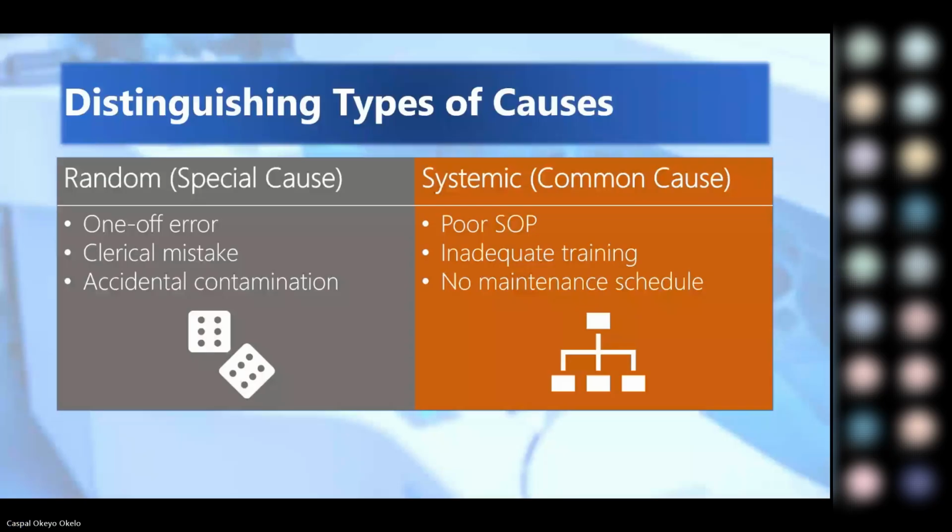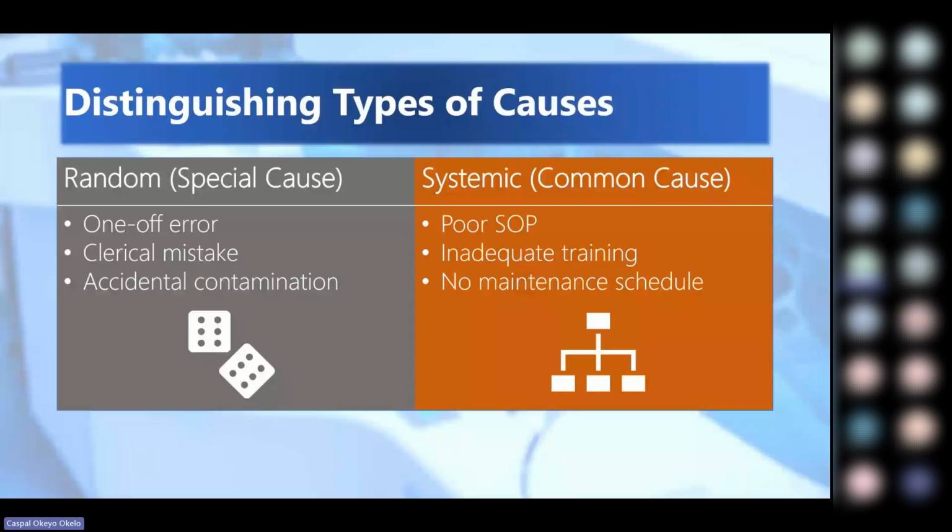So random errors do not necessarily indicate a flawed system. Systematic causes, on the other hand, are embedded in your laboratory process. For example, there was no load verification SOP, there are no QC review meetings, there are no maintenance tracking systems, there's a poor documentation culture. And systemic causes will always repeat until they are corrected.